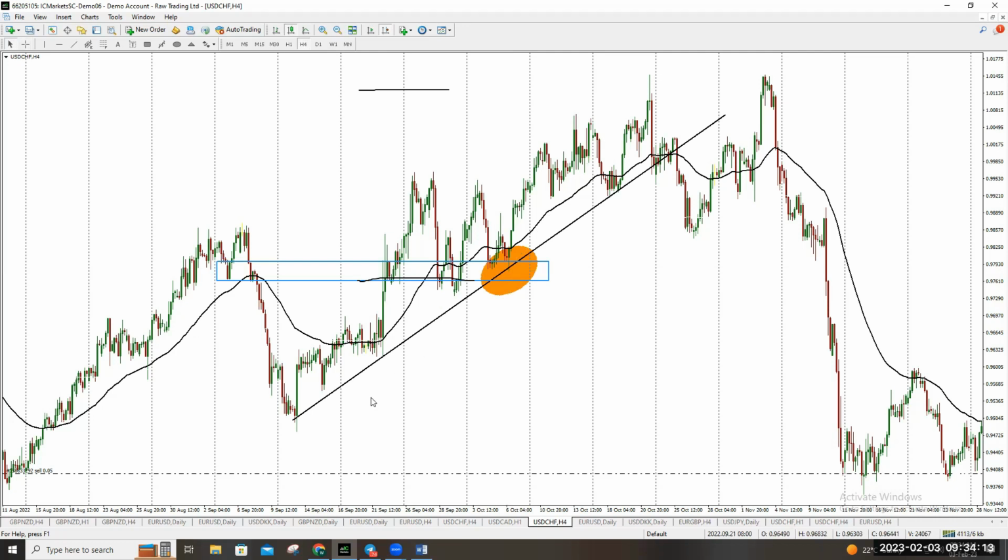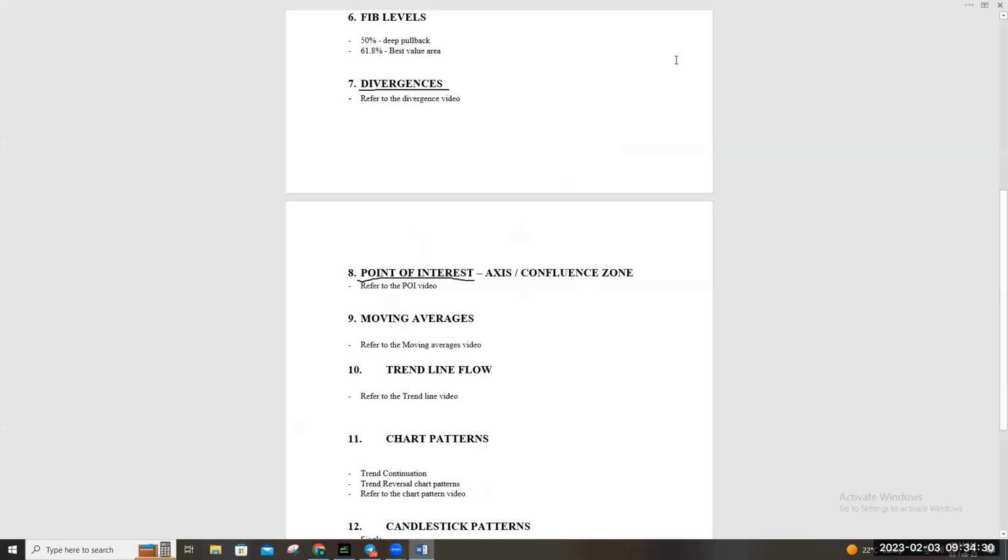You could have easily made 236 pips, or if you held it to the break of the trend line, that is 368 pips. So trading point of interest or trading key areas is one of the most profitable trading styles, but you can also use the POI or the point of interest as a quality of a good trade setup.